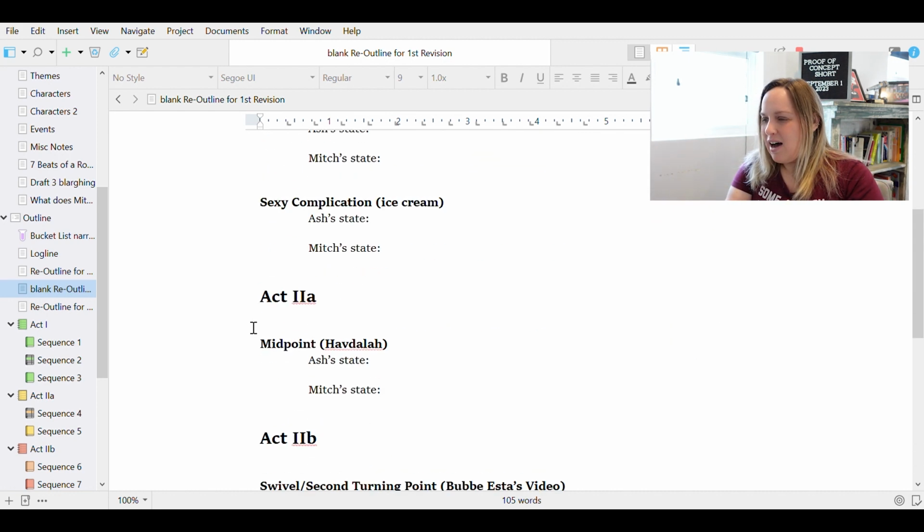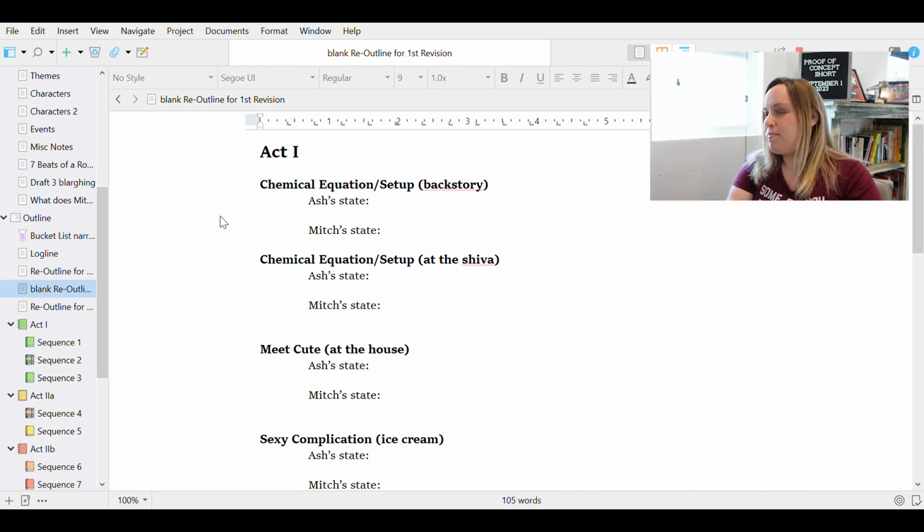And I have attributed certain parts of the story to these beats. So you have backstory for the chemical equation setup 1, the chemical equation setup 2 at the Shiva. So this is when Ash and Mitch first meet because they were like childhood sweethearts. Then they see each other again for the first time in 18 years. They have a proper meeting when they both come to this desert home that they're going to be staying at together for a week, unbeknownst to them.